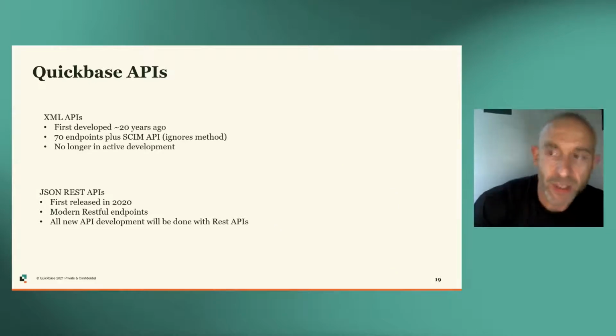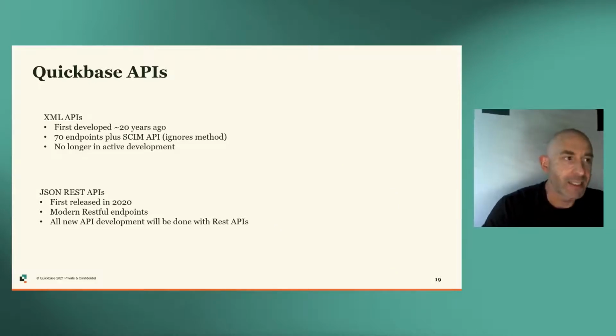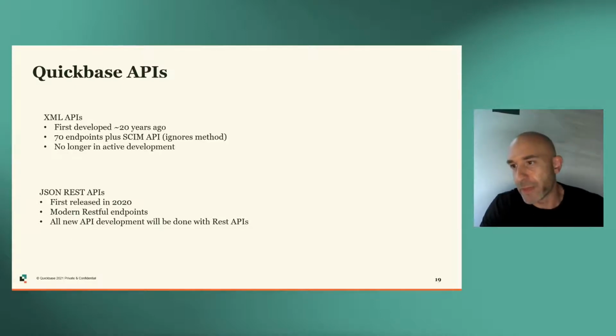Now this is all based on the QuickBase APIs, so let's do a little bit of level setting there. There are 2 sets of APIs. We do have an older XML-based API that was first developed about 20 years ago. It's got about 70 endpoints plus a set of Schema endpoints. They're a little bit confusing. There are multiple endpoints that do the same thing. There's one for adding a single record, or some for adding data in bulk. There's a couple of different ways to query. In general, the API ignores the method, so you can send delete and get the same result happening.